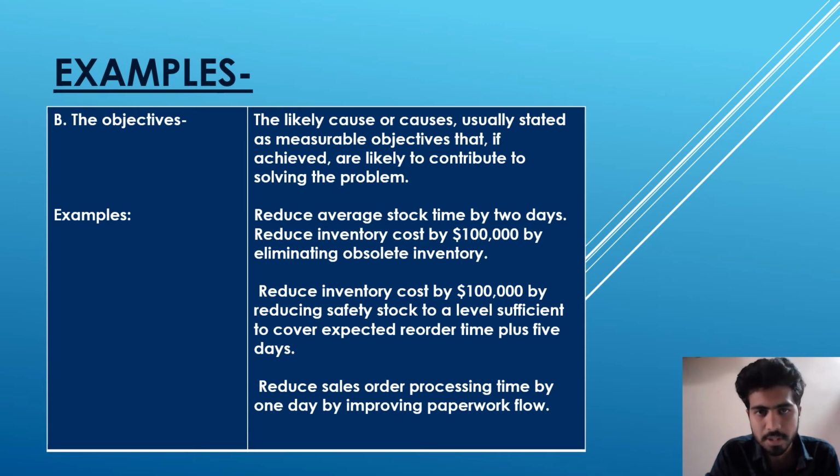The objective. The likely cause or causes are usually stated as measurable objectives that, if achieved, are likely to contribute to solving the problem. Here are examples of the objectives. Reduce average stock time by 2 days. Reduce inventory cost by $100,000 by eliminating obsolete inventory. Reduce inventory cost by $100,000 by reducing safety stock to a level sufficient to cover expected reorder time plus 5 days. Reduce sales order processing time by 1 day by improving paperwork flow.